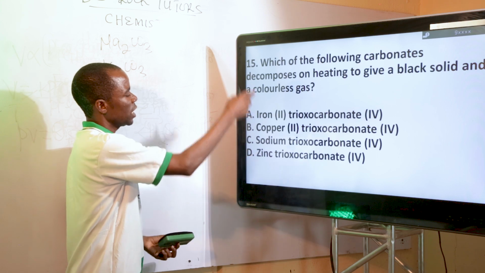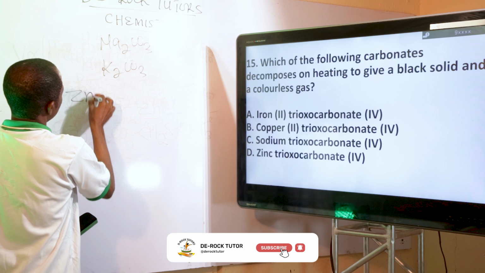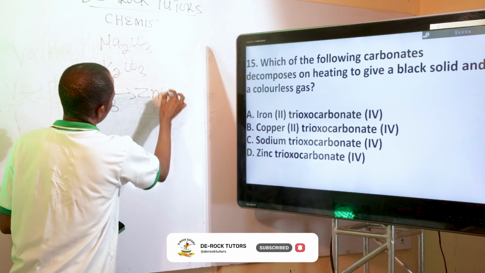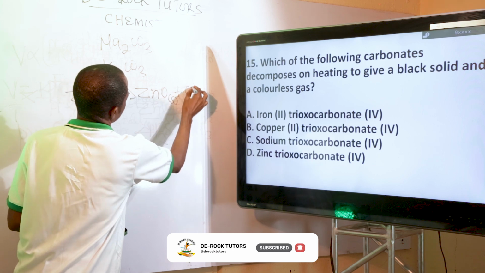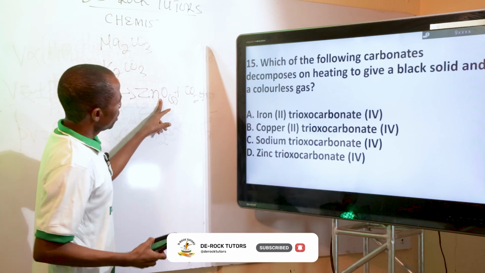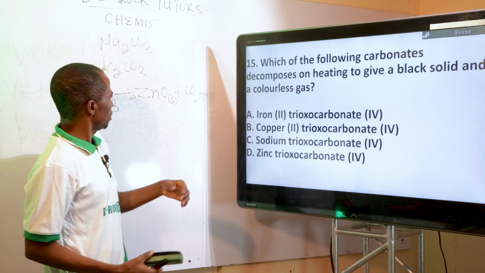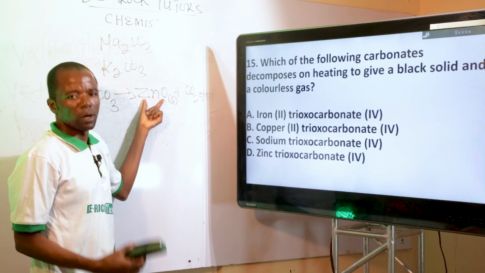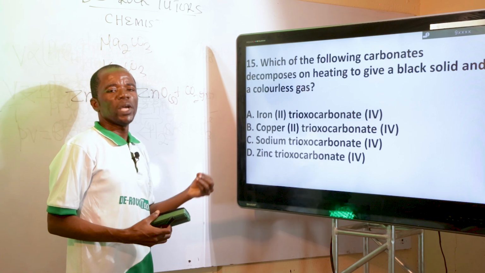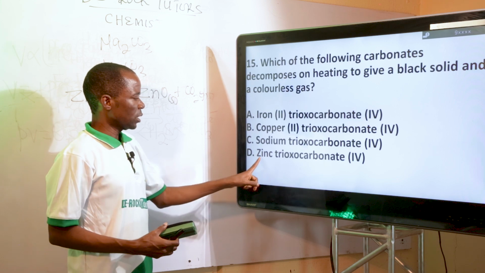Then, if you consider option D, zinc carbonate, ZnCO3, when it is heated, it decomposes to form zinc oxide and carbon dioxide. Now, zinc oxide is not black, because the question says it gives a black solid. When zinc oxide is hot, the color is actually going to be pale yellow, and when it is cold, it is white. So zinc is ruled out.